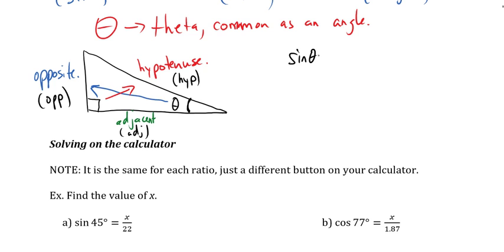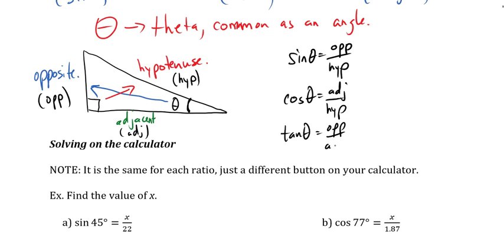Sine theta is opposite over hypotenuse. So sine is a button on your calculator. Sine of the angle equals the length of the opposite over the length of the hypotenuse. That's the relationship. Okay, cosine is adjacent over hypotenuse, and tan theta is opposite over adjacent. So that's how we would typically write them out.